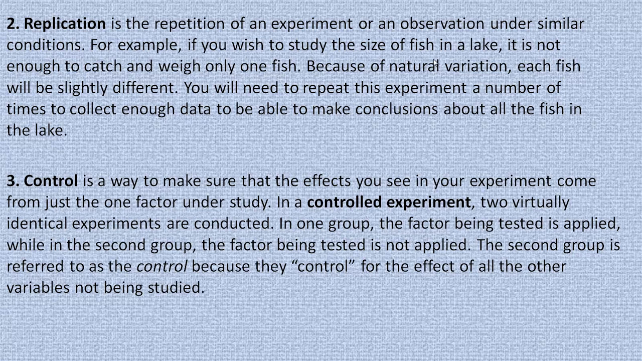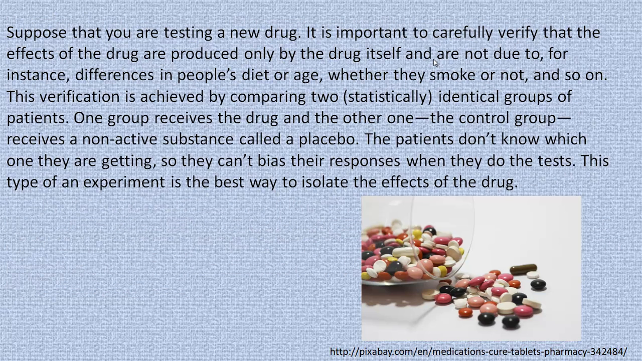The second group is referred to as a control group because they control the effects of any other variables that aren't being studied. In a good survey or experiment, you want to be testing one particular variable. And I'm going to continue this discussion on the last page with an example about drug testing.